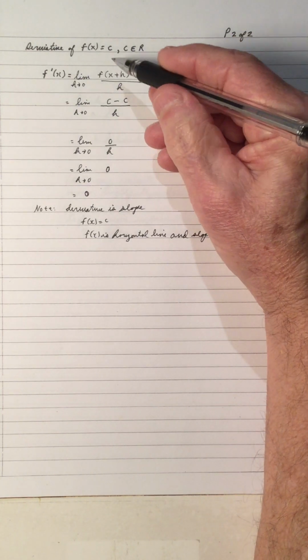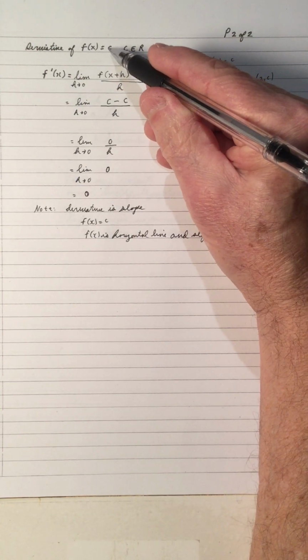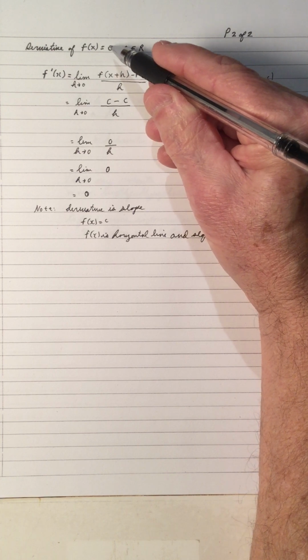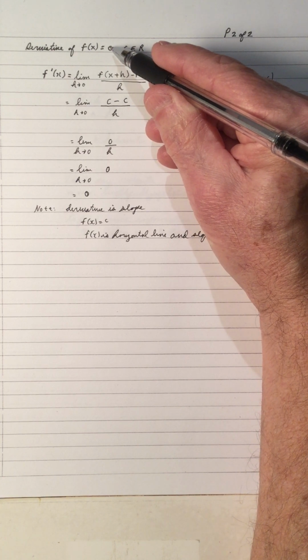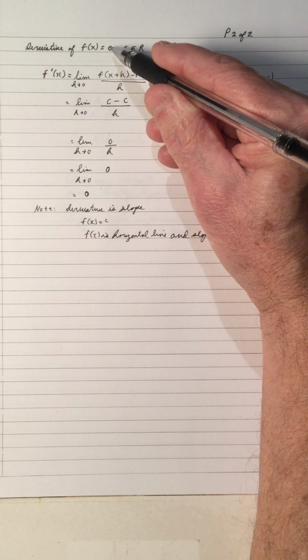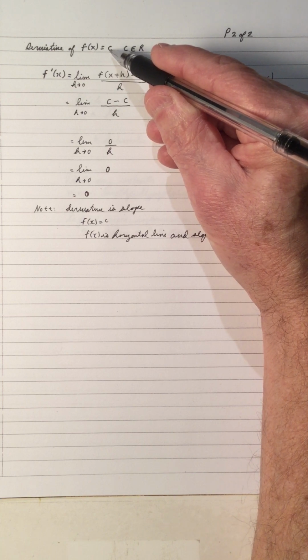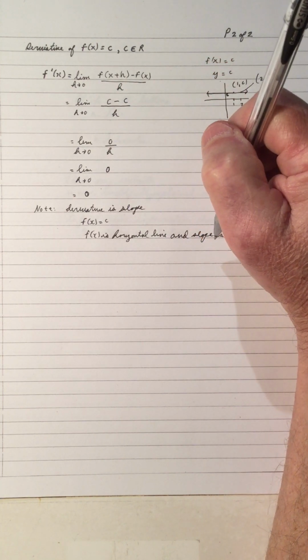So the derivative of a constant term, any value of c, could be an integer, could be a fraction, could be an irrational number, could be whatever you wish, the derivative is always 0.